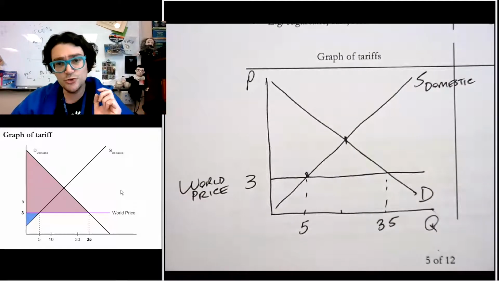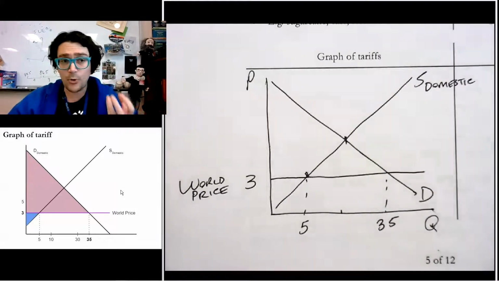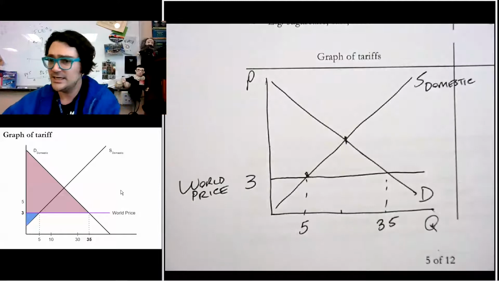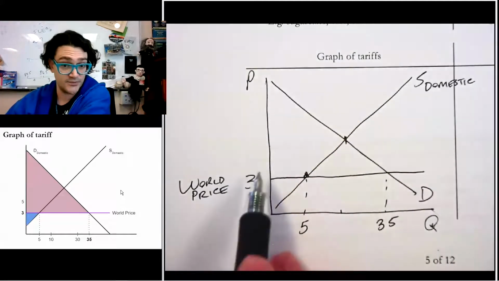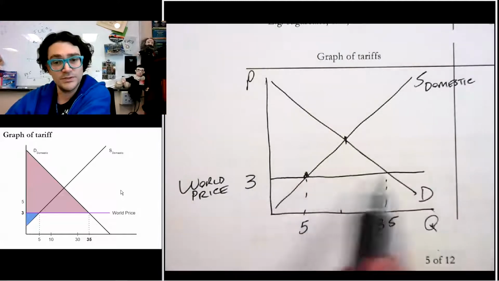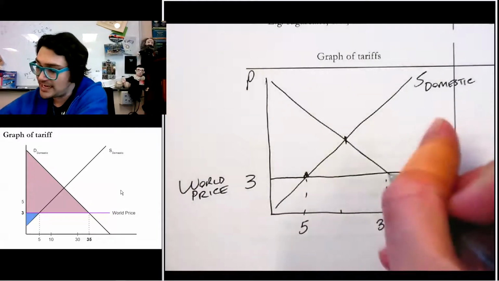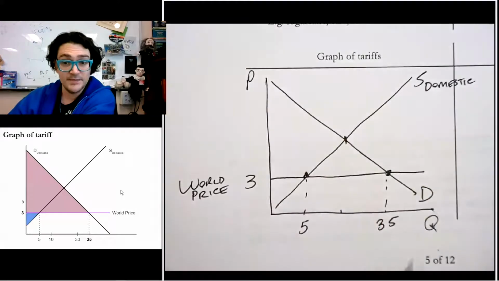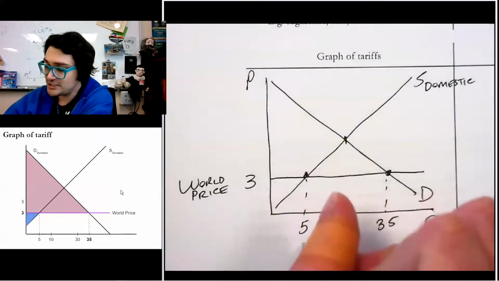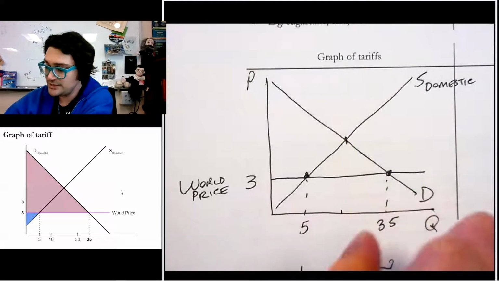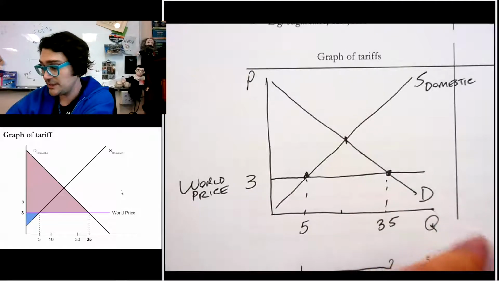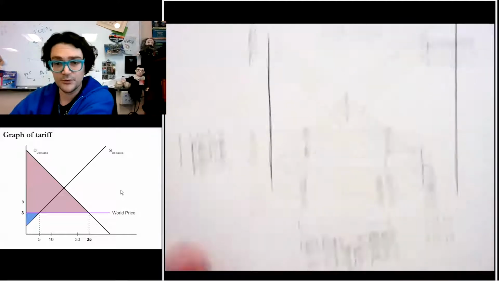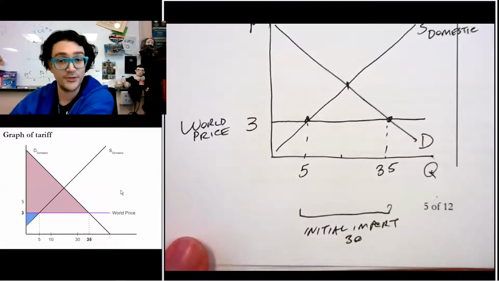But the American consumers are going to be able to import as much sugar as they want, and the world price that's prevailing in the world is $3 for sugar. And so at that world price, the amount that consumers buy is 35, right? So we are importing initially, right? Initial import is 30, because we're going to buy 30 from overseas.